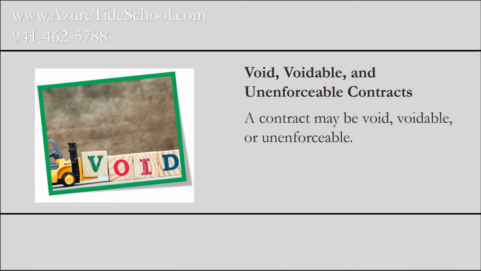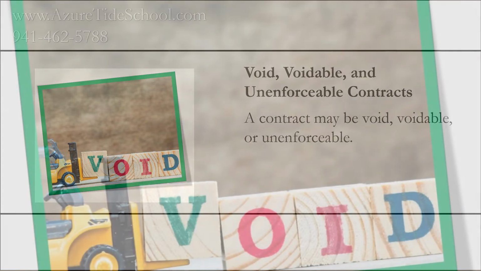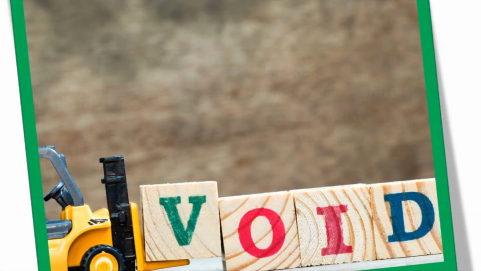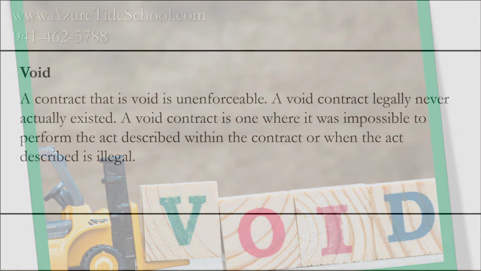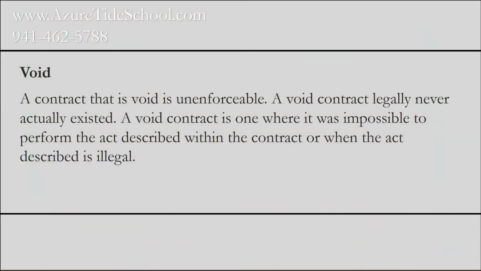Void, voidable, and unenforceable contracts. A contract may be void, voidable, or unenforceable. A contract that is void is unenforceable. A void contract legally never actually existed.